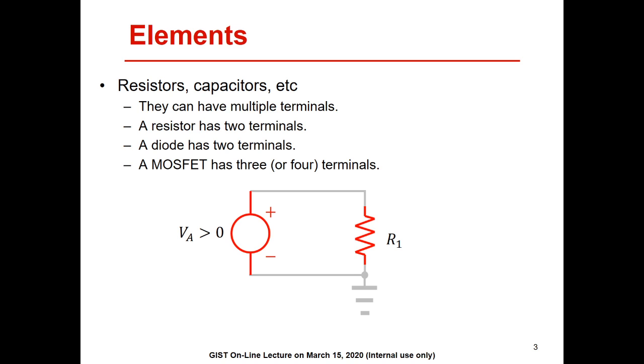For that purpose, we first identify the circuit elements. An element means something like a resistor or a capacitor. A circuit is the network of those elements. An element has multiple terminals. For example, a resistor, a capacitor, an inductor, or a diode has two terminals. On the other hand, a MOSFET, which will be introduced later, has 3 or 4 terminals.